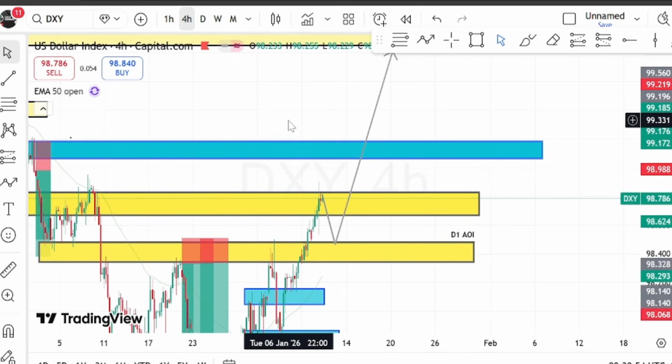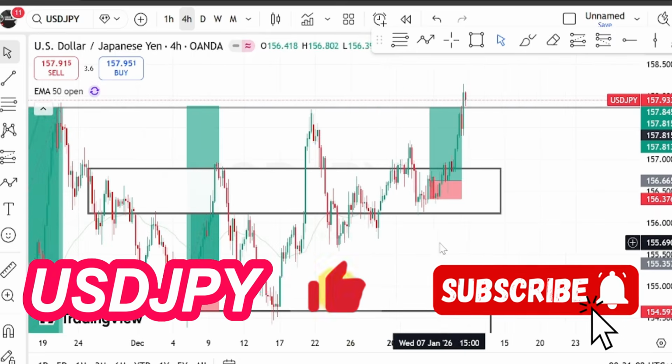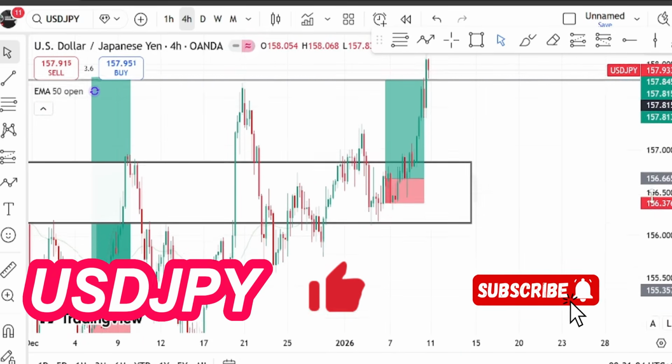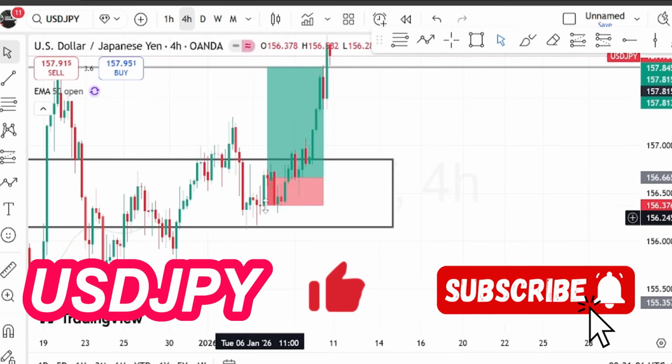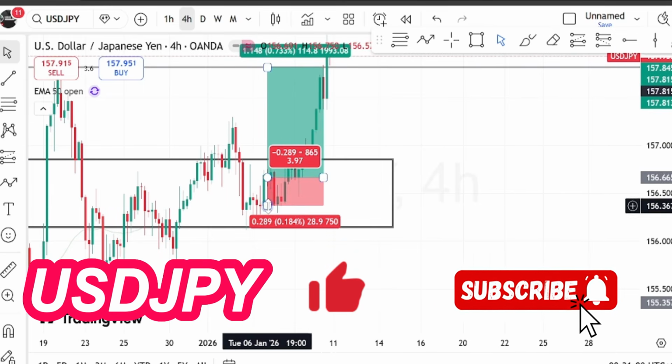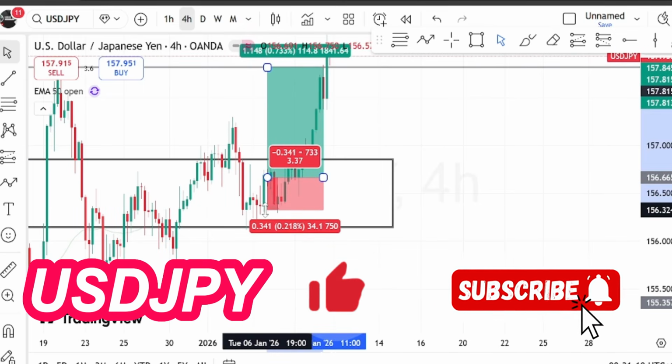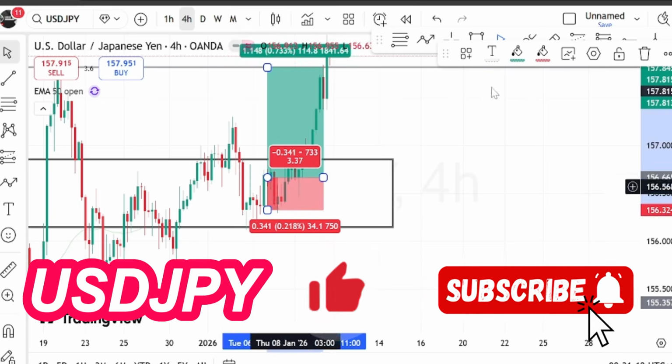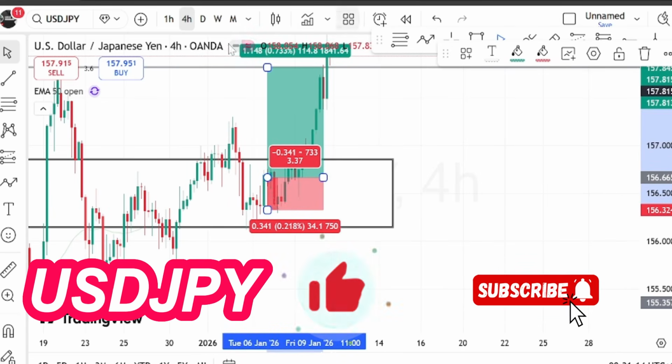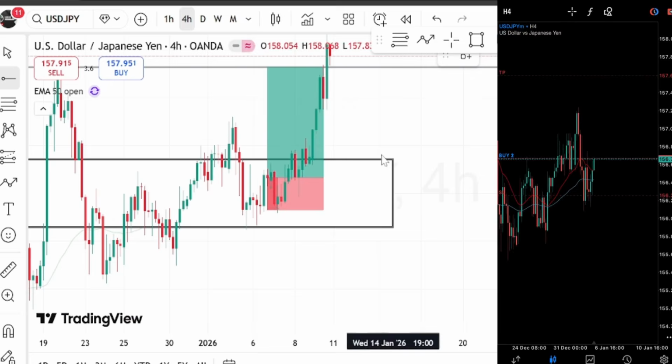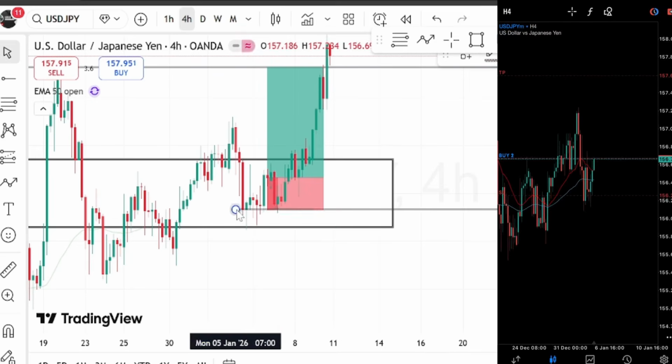The last but not the least, USDJPY. USDJPY was part of the trades which we took last week. Funny enough, I don't know what really happened, but some days are like that. I had this trade, even though I had my stops somewhere around here. This is where I had to place that stop, just at the body of this candle, just like you guys can see.